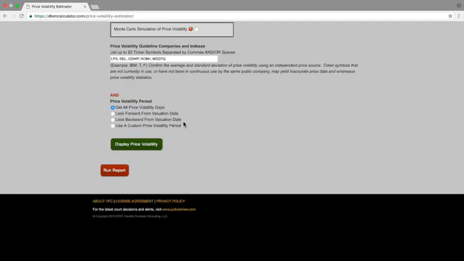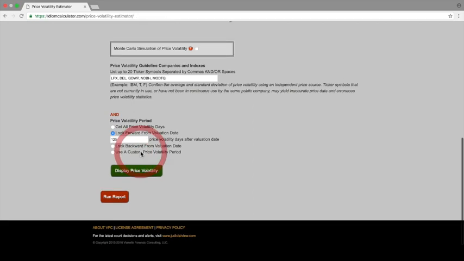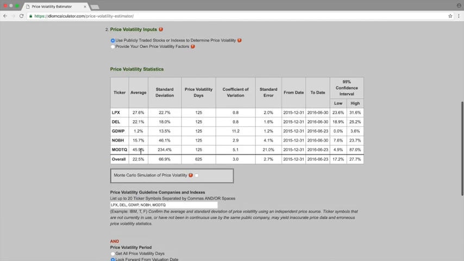Clicking the second radio button under the caption Price Volatility Period allows users to restrict the price data to trading dates after the valuation date entered in Step 1. For demonstration purposes, let's enter 125 trading days in the field and click Display Price Volatility. This causes the Price Volatility Statistics table to be updated for the 125-day restriction. We see that the date range now begins December 31, 2015 and ends June 23, 2016.